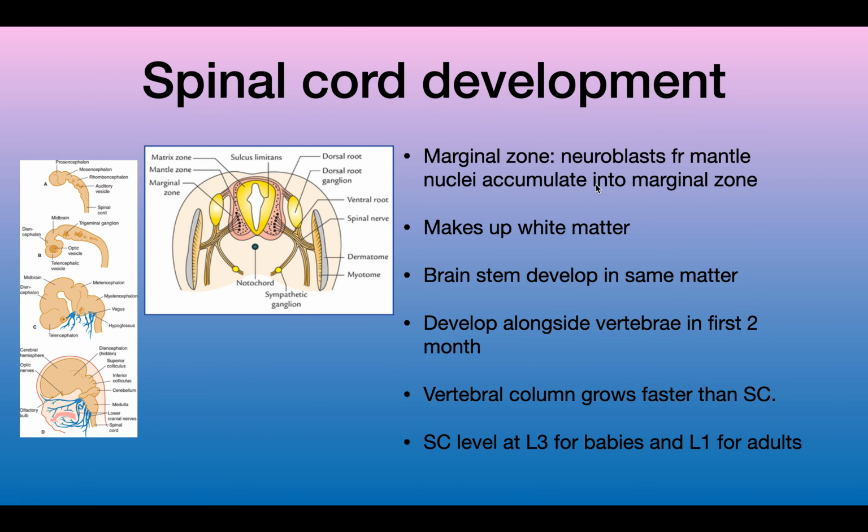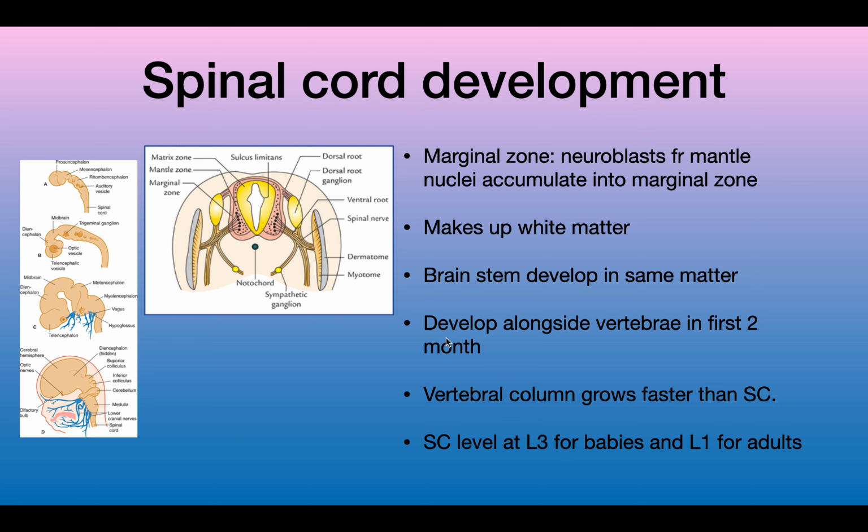So the marginal zone is where the neuroblast nuclei from the mantle will accumulate. So the mantle zone is really where the fibers are. Matrix is where the cell bodies are. And then the marginal zone is mostly made out of the white matter because that's where the fibers are going. The brain stem will also develop in the same manner as the spinal cord.